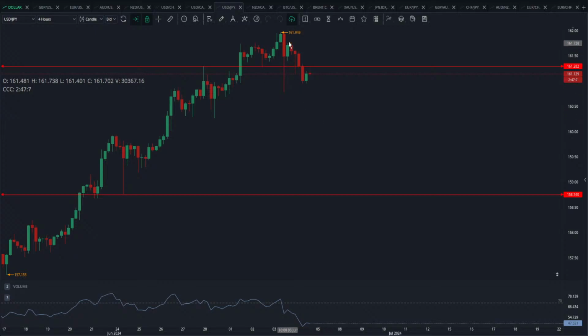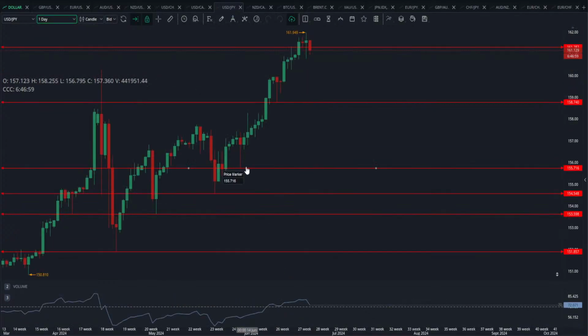So where is the resistance? The resistance is the highest high, 161.94. Where is the support? We don't know. This low that the price made on the 4-hour may be a support. On the daily, the support is very far, man. On the daily, the support is around 158.74.